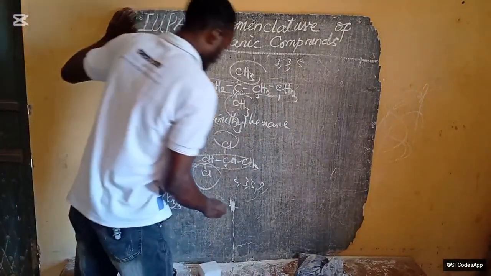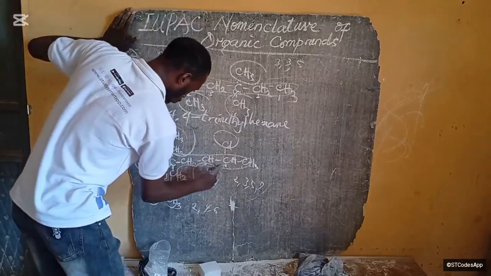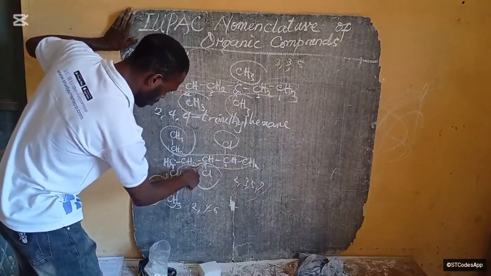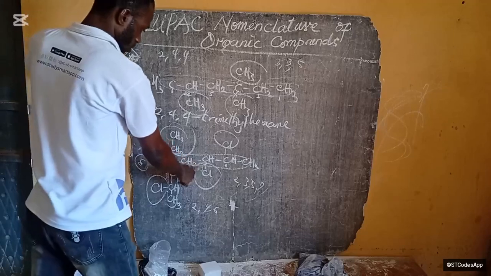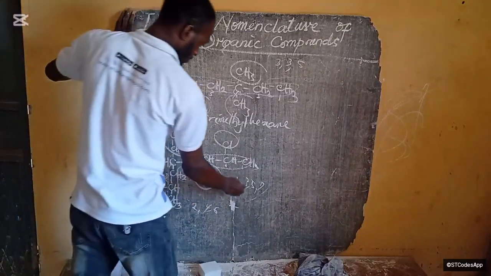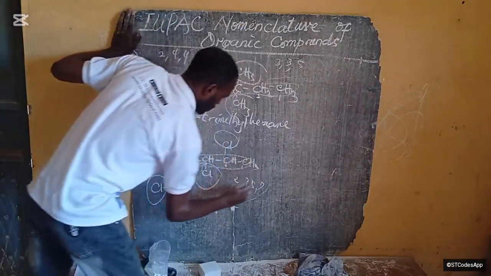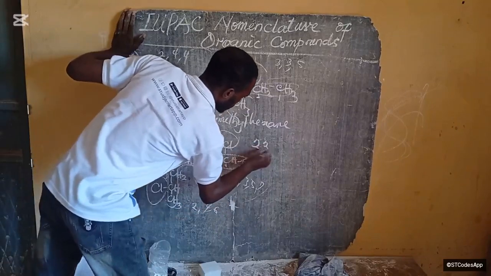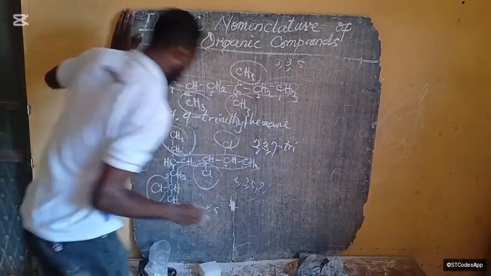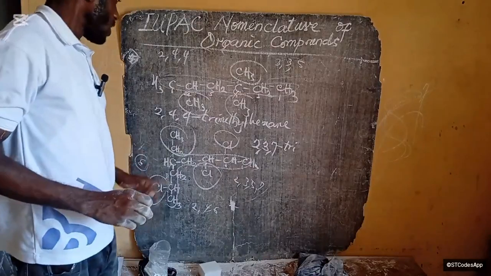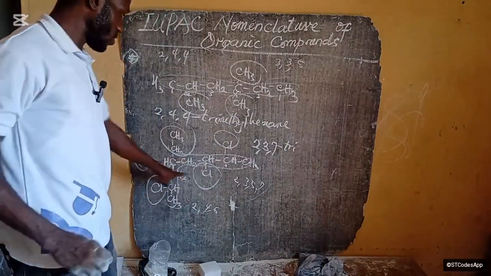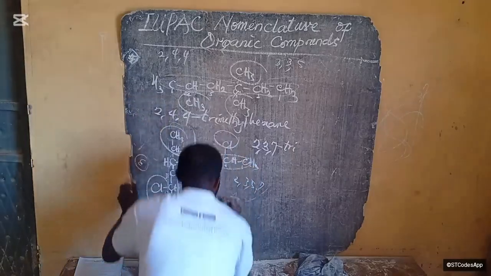Okay, so we have our chloro on carbon 2, carbon 3, and carbon 3, 4, 5, 6, 7. And carbon 7. So that is 2, 3, 7, trichloro. Okay. In alphabetical order, the ethyl should come first. Ethyl is on carbon 5 then.